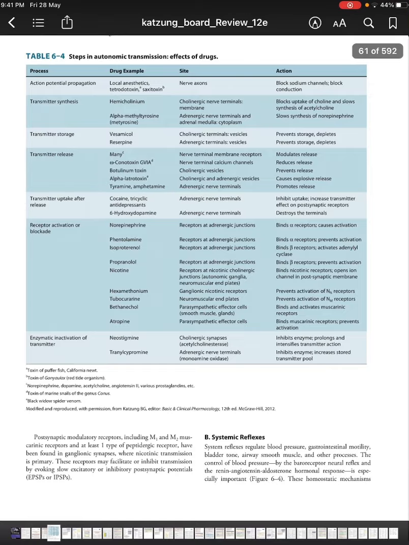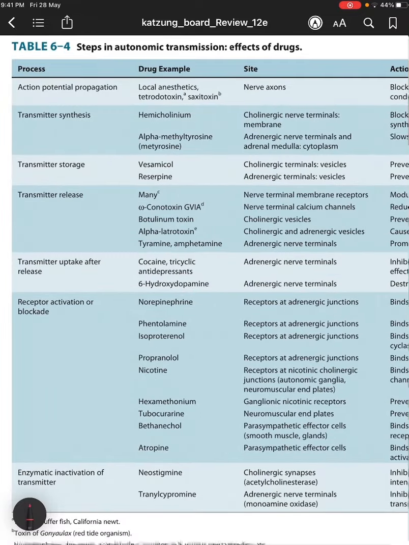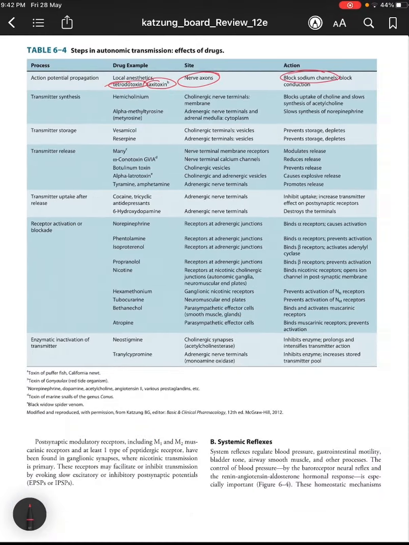So coming to the steps in autonomic transmission and the effects of various drugs. So we have toxins such as tetrodotoxin, which is found in pufferfish, and saxitoxin, which is found in red tides such as Gonyaulax. They act at the nerve axon level and block the sodium channels and block nerve conduction. So that is why eating pufferfish or food that has Gonyaulax or red tide saxitoxin in it blocks your nerve conduction.